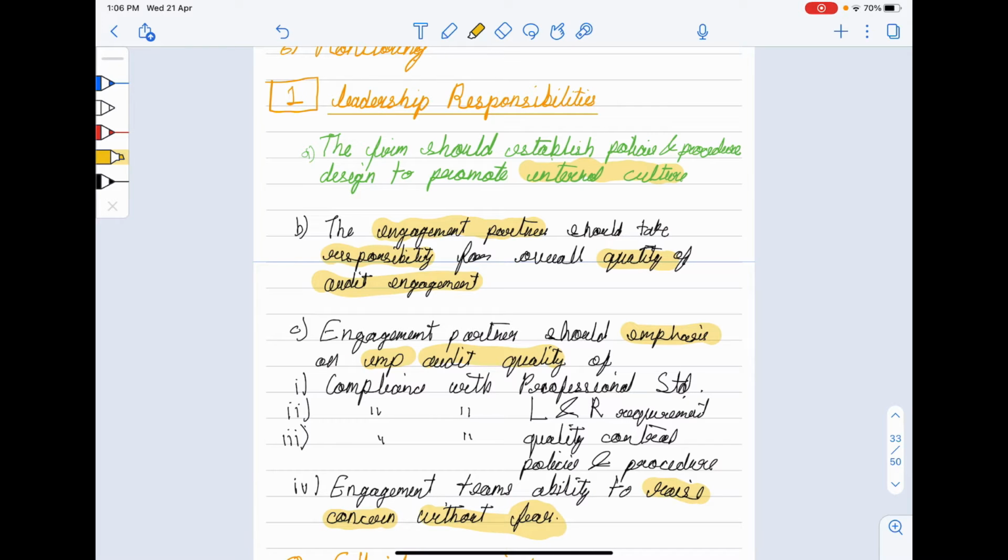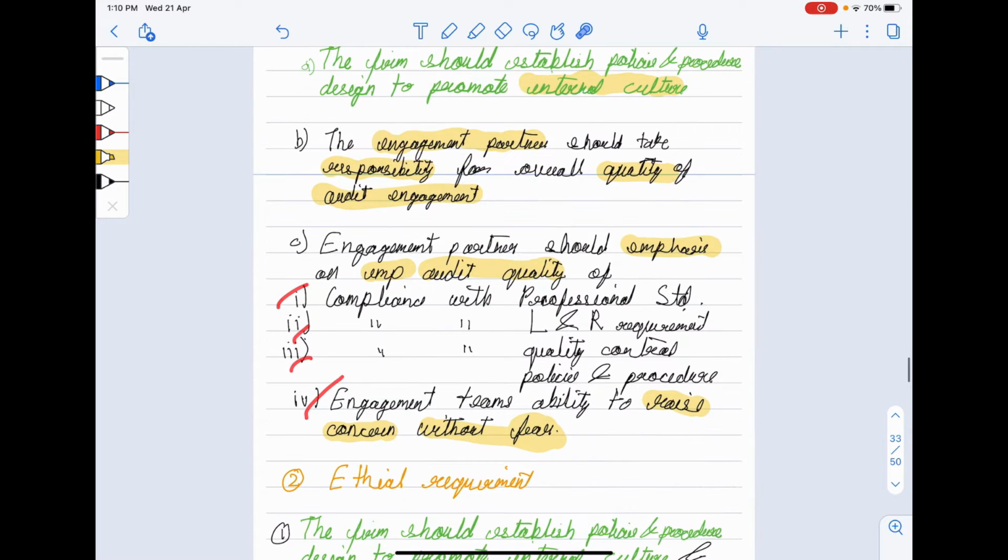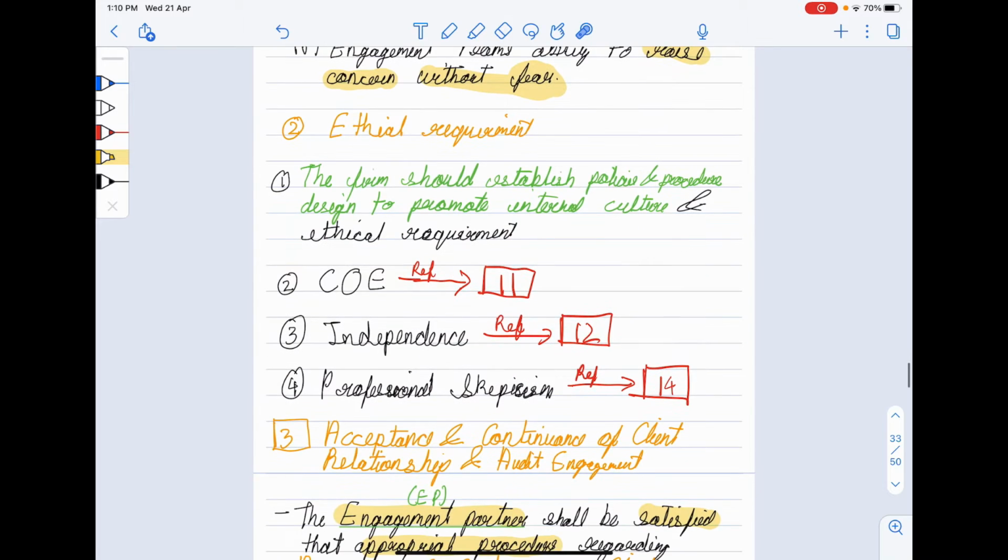Okay, so here for the first point we need to write that the firm should establish policy and procedure designed to promote internal culture. Second, the engagement partner has responsibility for overall quality of audit engagement. Next point is also related to the engagement partner. The engagement partner should emphasize important audit qualities, and then we need to mention those four important audit qualities. Okay, let's move ahead to ethical requirement.